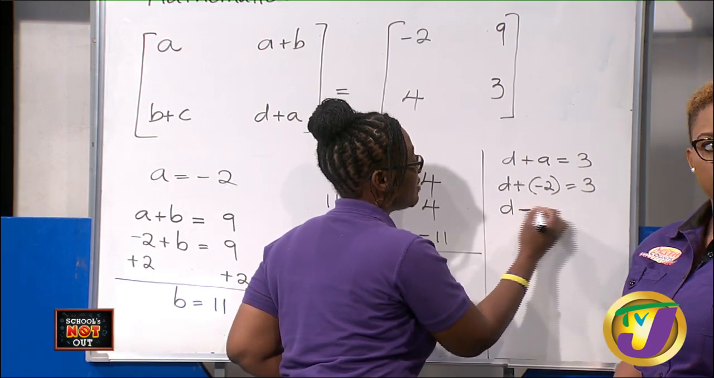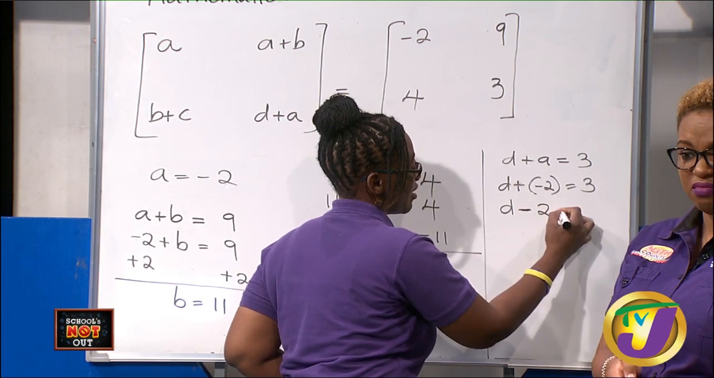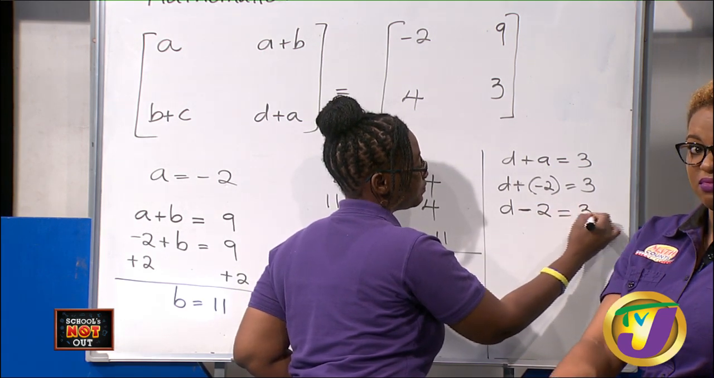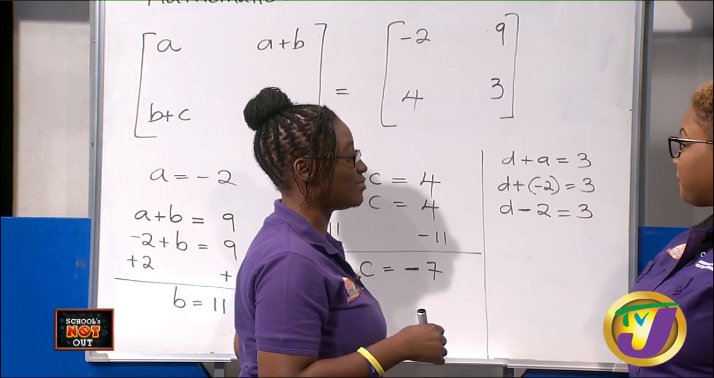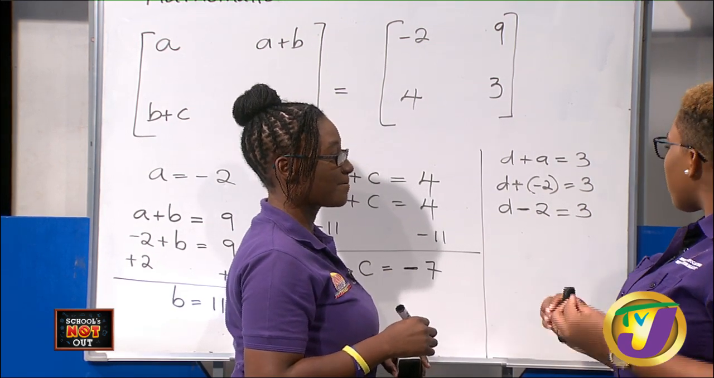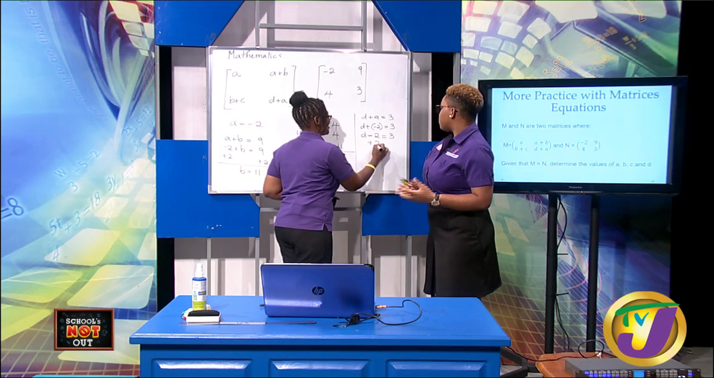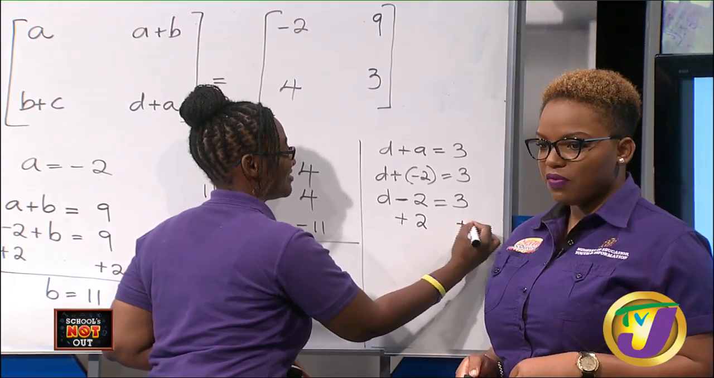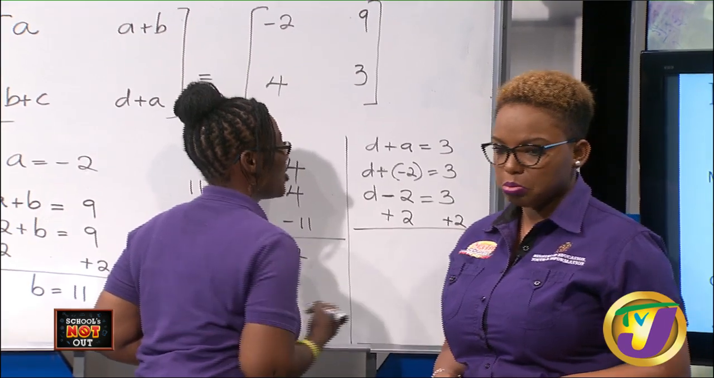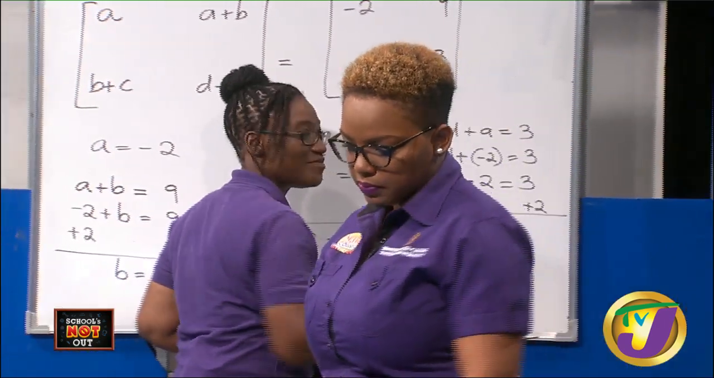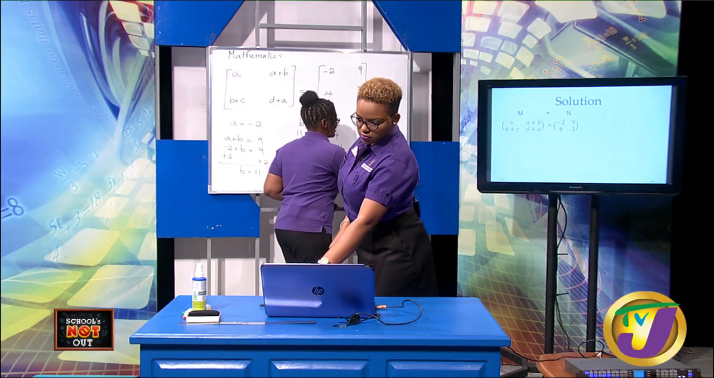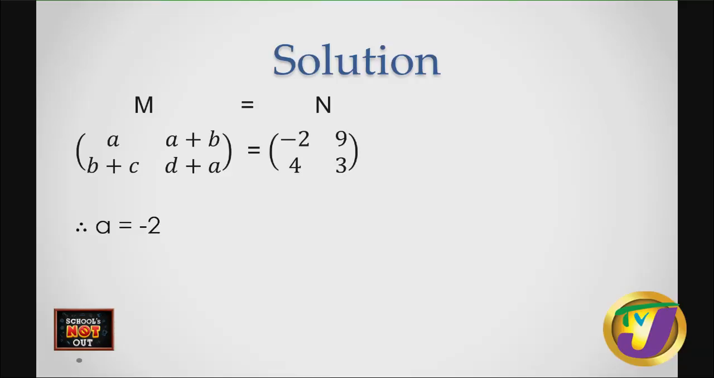So D, and I'm subtracting or taking away 2. Now, Latoya, you will tell me what to do here. We're going to add 2 to both sides. Ah, you're learning, girl. Because we want to make D the subject of the equation. All right, so now I'm left with D on my left-hand side, and it's equal to 5.